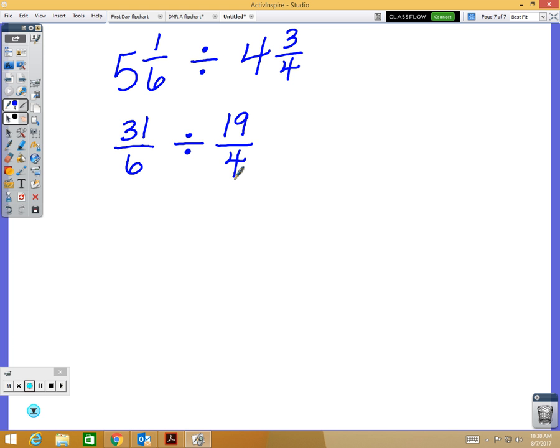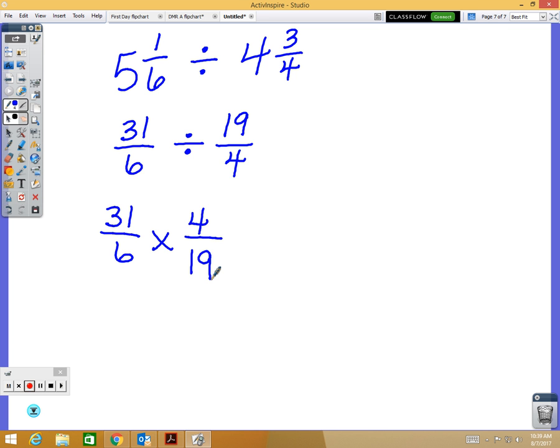All right. Now I'm going to do same, change, flip. So same, change, flip. I'm going to look to see if I can cross reduce. Now my 31 and my 19, they're prime numbers, so unfortunately there's nothing I can do with those. What can I do with my 4 and my 6? I can divide them by 2.